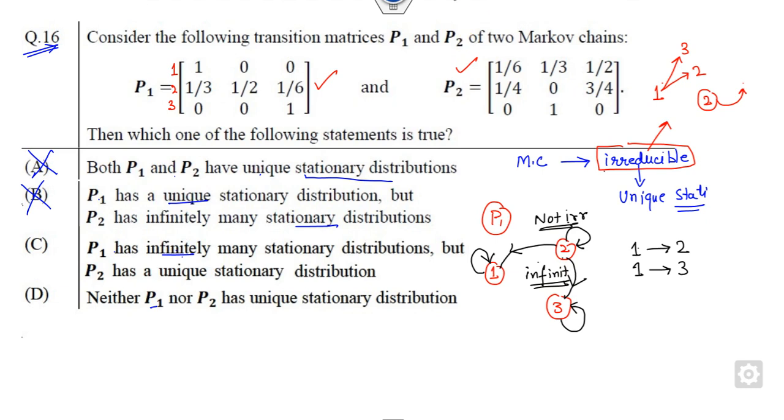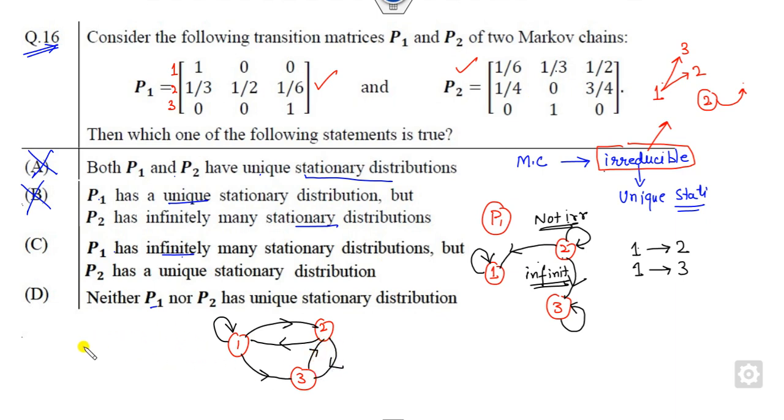Now we can do the same thing for my second distribution. My second has 3 states. Now P1 to P1 is possible. 1 to 2 with probability 1 by 3. 1 to 3 is also possible. Now 2 to 1, that's possible. 2 to 2 is not possible. 2 to 3, that is also possible. Then 3 to 2 is also possible.